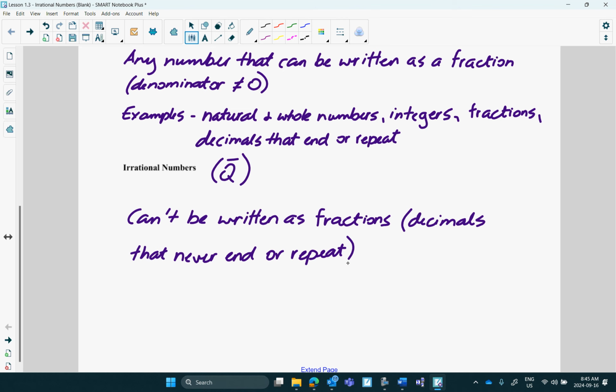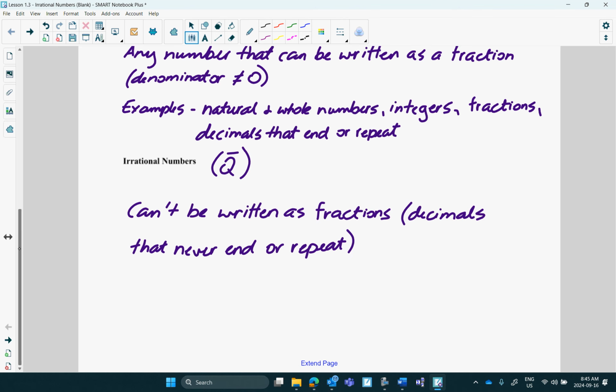You've used it before. Pi. Some people write it as 22/7, but that's only approximate. That's not exactly pi. Okay? Another example is square roots of non-perfect squares.